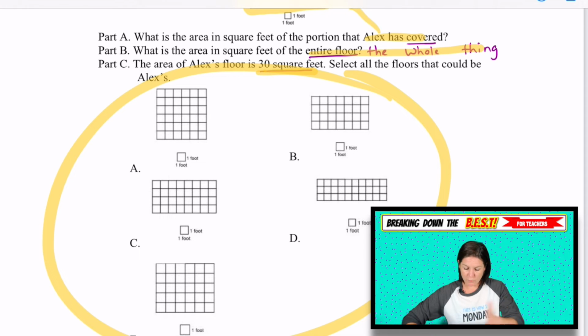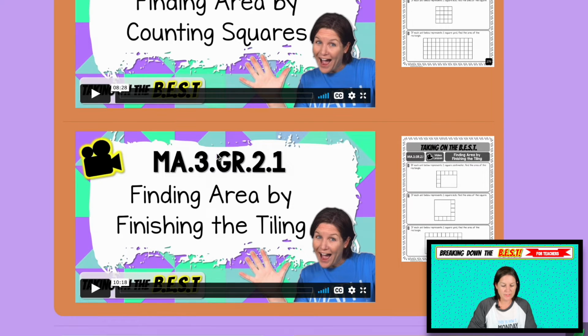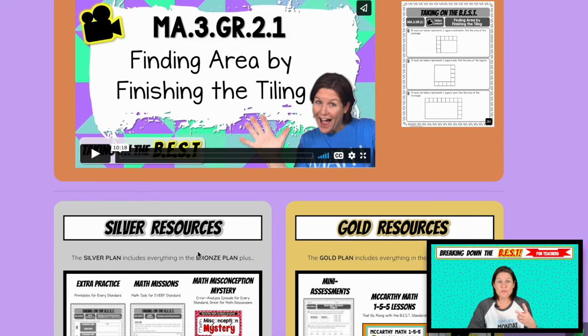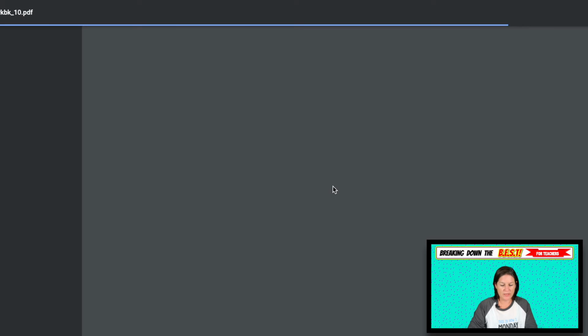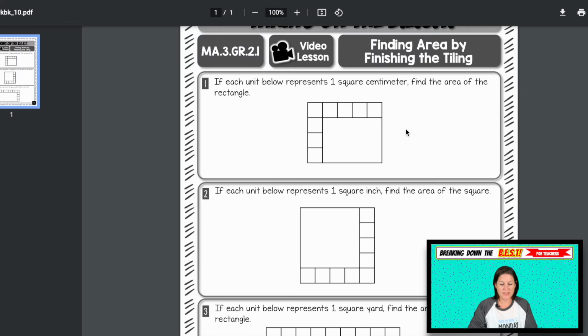Okay, this is what the standard looks like. So you have your video lessons. This one is about finding area by finishing the tiling. So 2 video lessons here to go over each element. And you can see for this one, we have the squares missing and they have to complete the tiling. So we go through that.